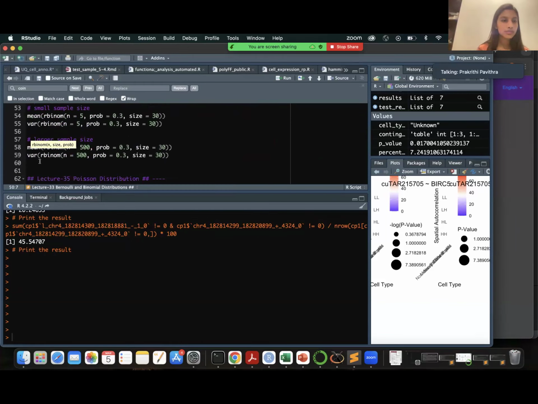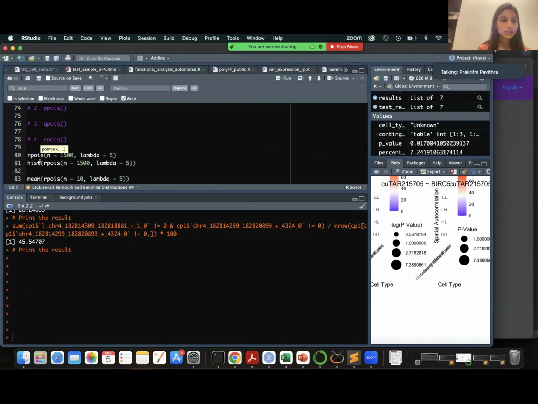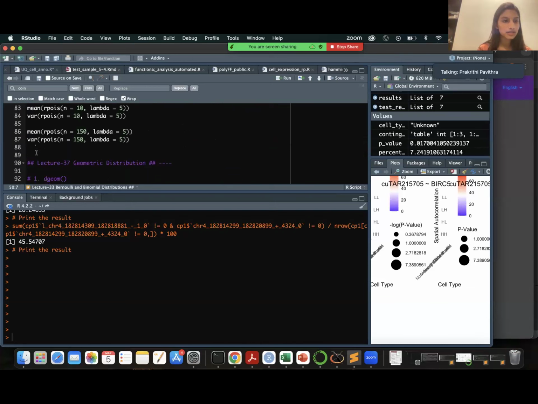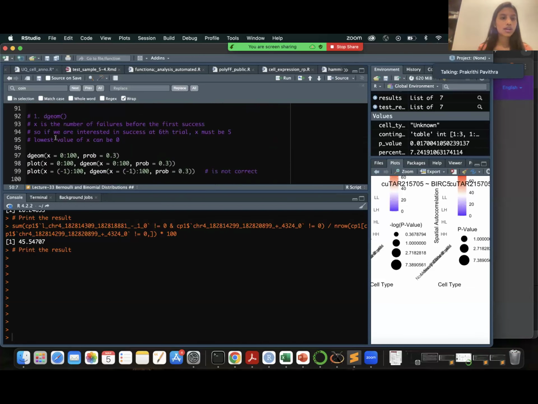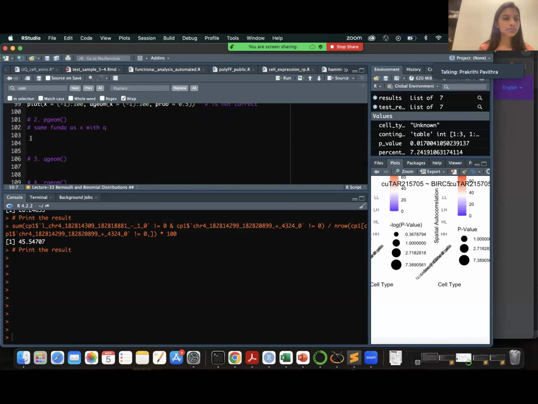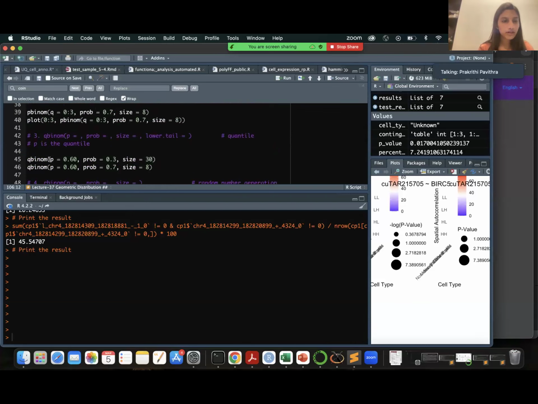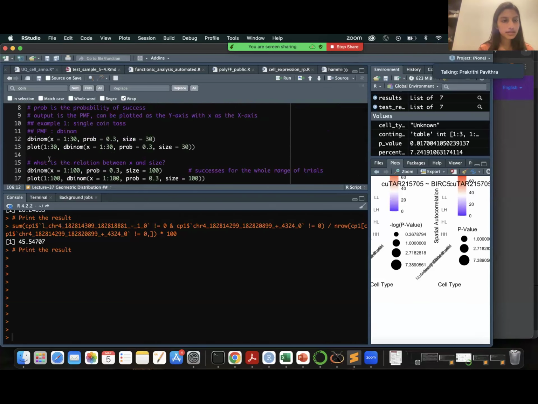So the same goes with Poisson distribution. You'll have dpois, ppois, and rpois. And for geometric distribution, you'll have dgeom, pgeom, qgeom, and rgeom. So it's basically the same format and it means the same thing.